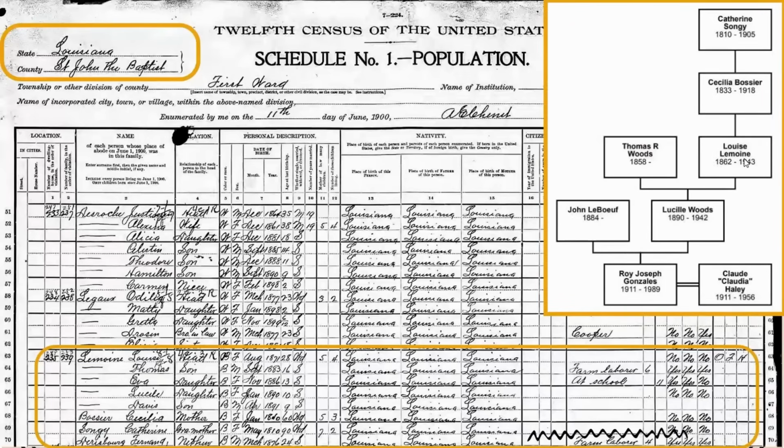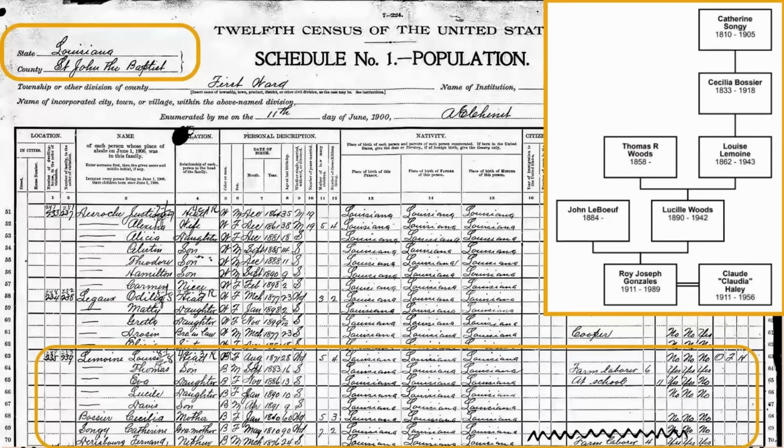Now we have Louise Lemoyne. So she is born in 1862. She died in 1943. Thomas R. Woods. Now, like I said, he was living in another parish. He actually died in the 1930s. I meant to fill that in. But he's married to another woman.